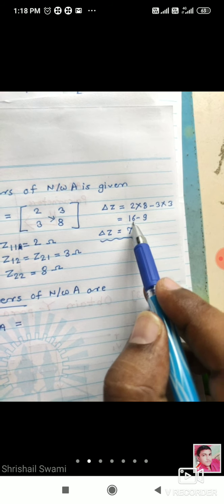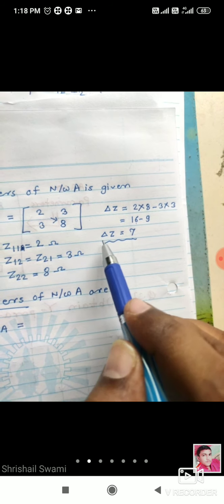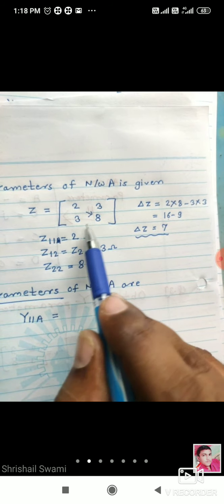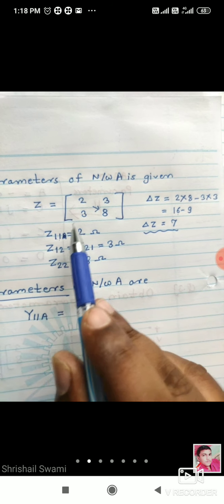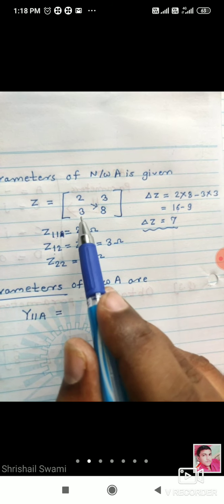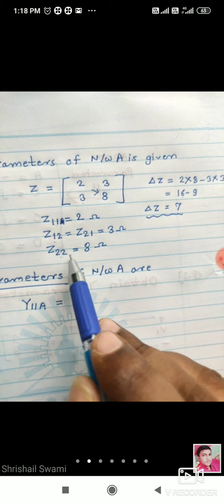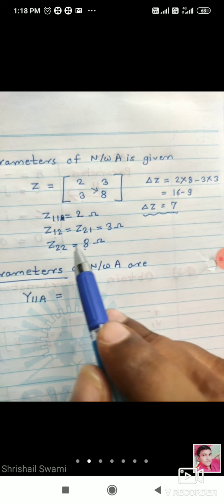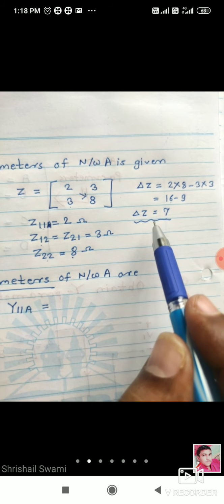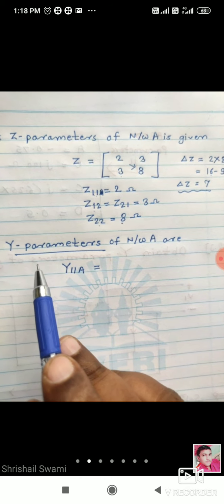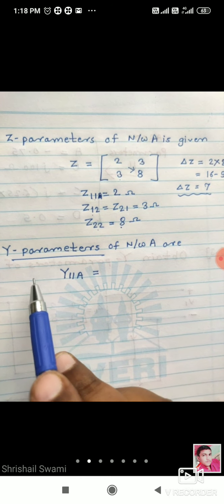So 2 into 8 is 16 minus 9, that is 7. Delta Z is 7. So these are nothing but Z parameters. So Z11 is equal to 2, Z12 and Z21 are 3, and Z22 is equal to 8 ohm. So Z parameters and delta Z we got now. So you know the relation between Z parameter and Y parameter.